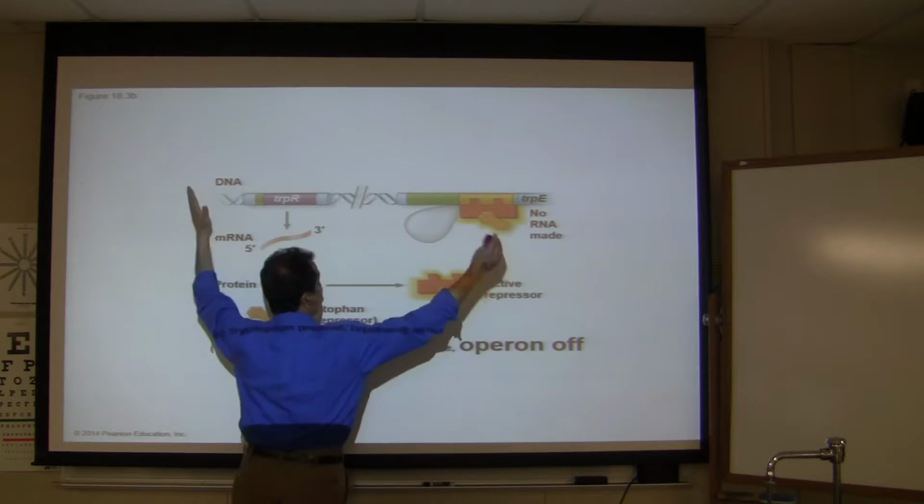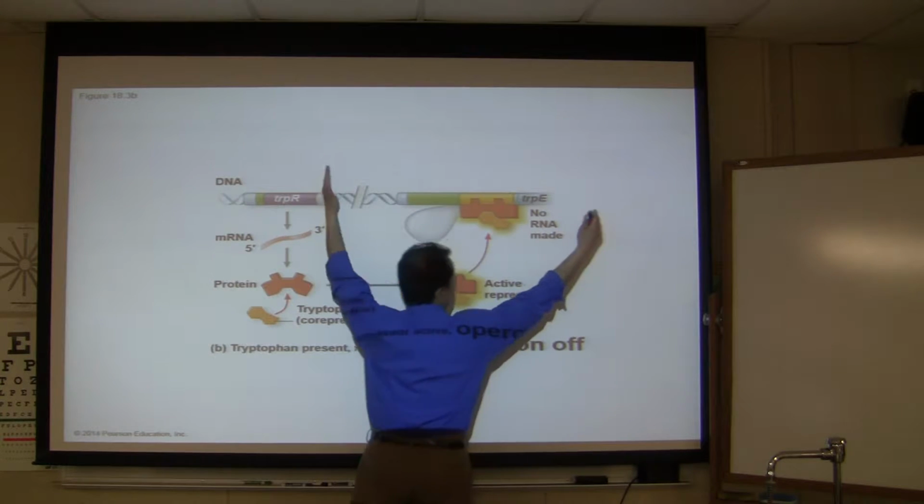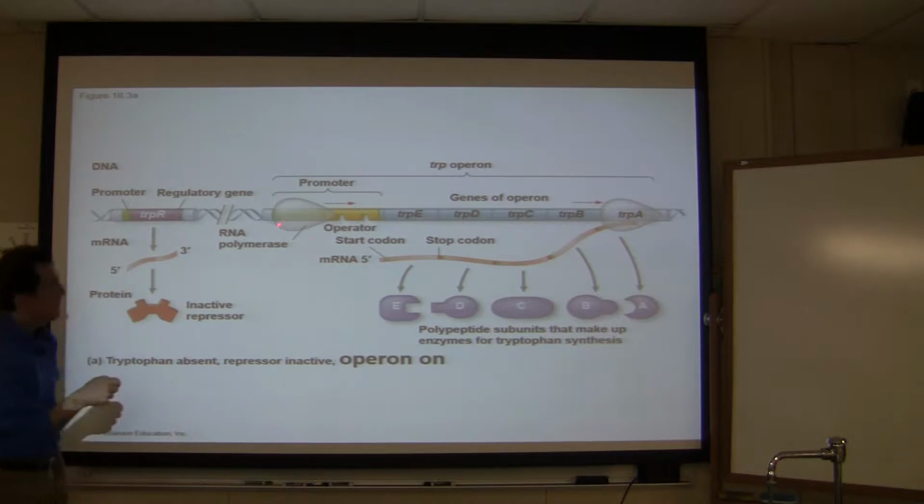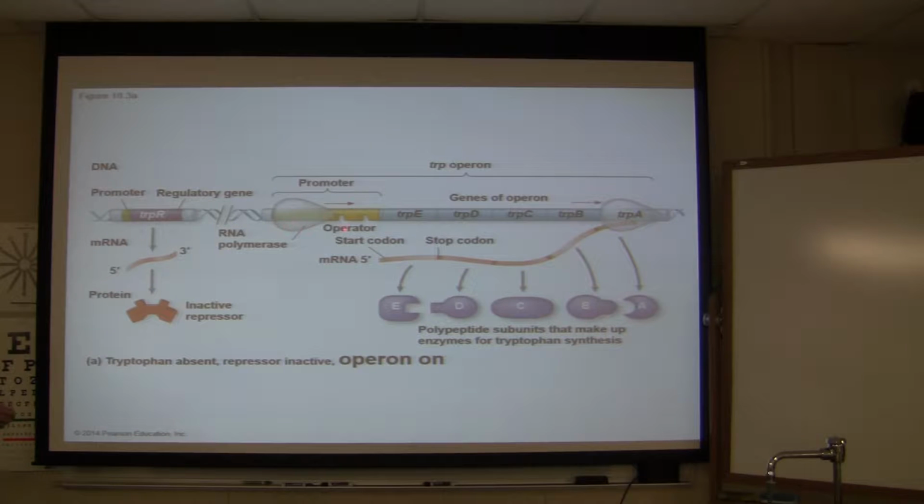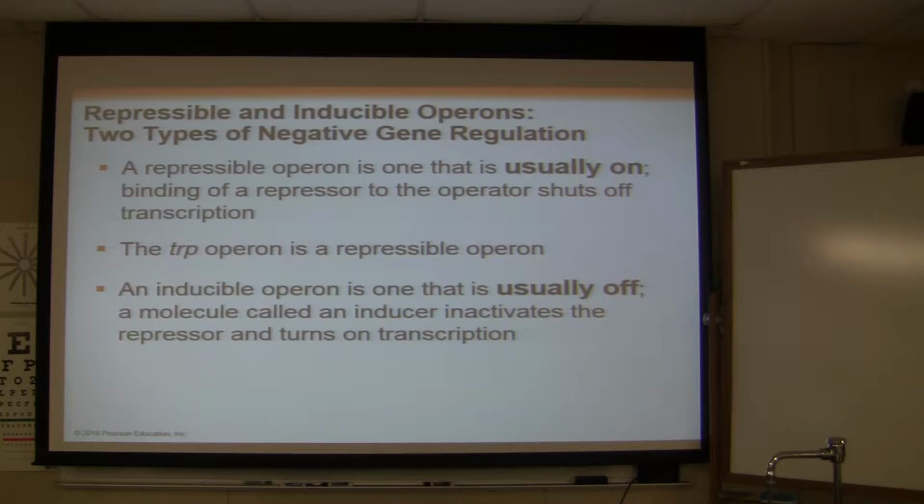The operon, the whole thing, includes the operator, and then we'll talk about a few of the genes. A few other things are inside of the operon too. Okay, so let's go back and talk about these two things, repressible and inducible operons. So there are two types of negative gene regulation.